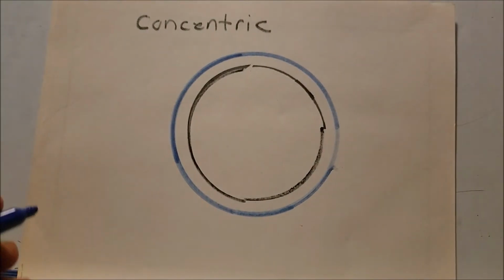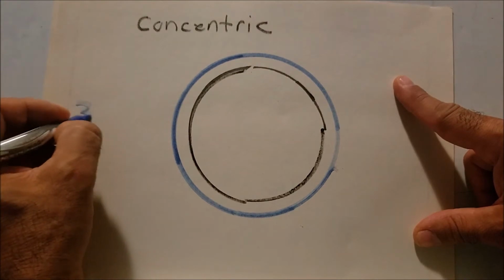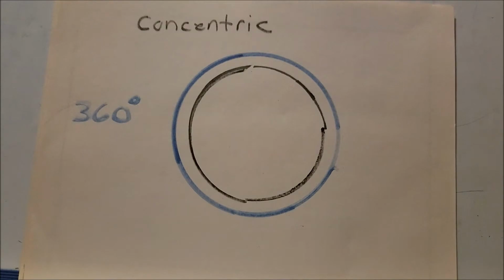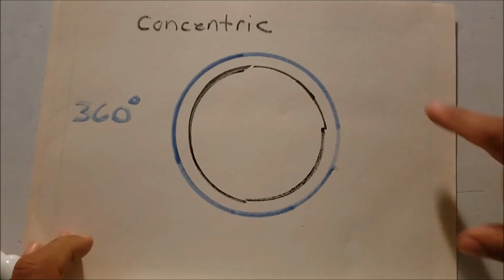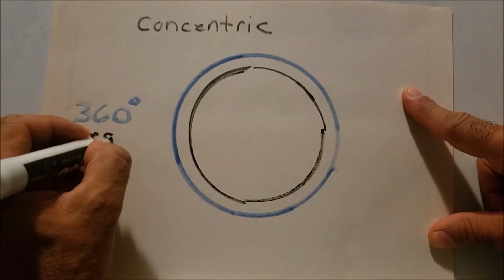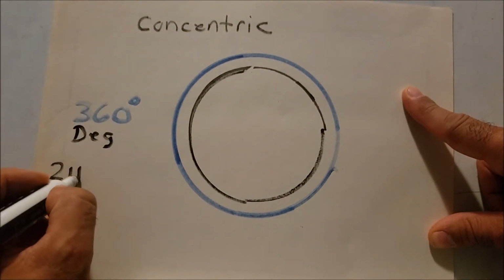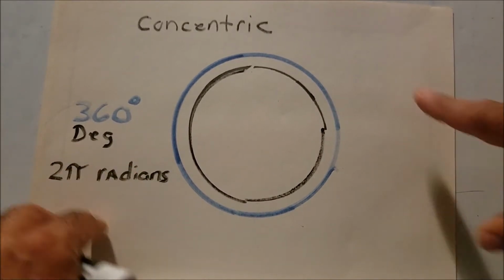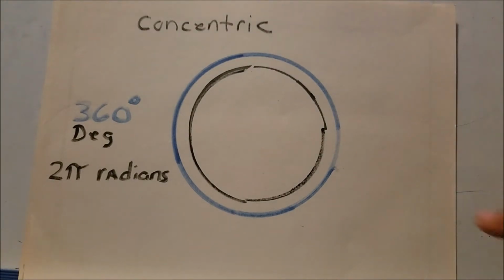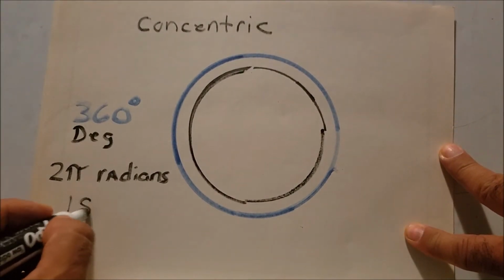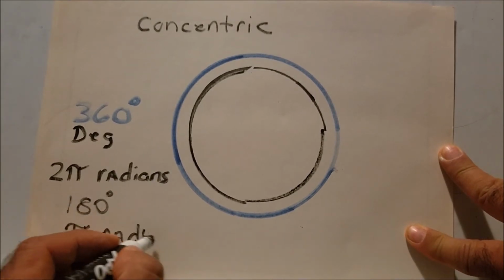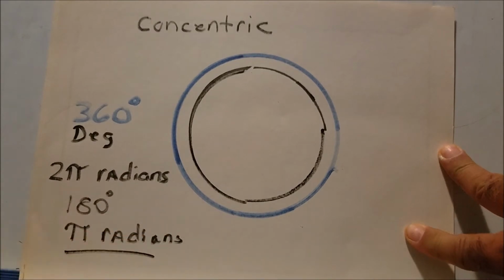So we should all know that circles are 360 degrees. But sometimes you're going to see radians. So it's 360 degrees. Put a degree sign there. Or a circle is 2 pi radians. Important to remember. 2 pi radians is the circle. And you should also know while we're at it, 180 degrees would be pi radians. We'll talk more about radians in the next video.